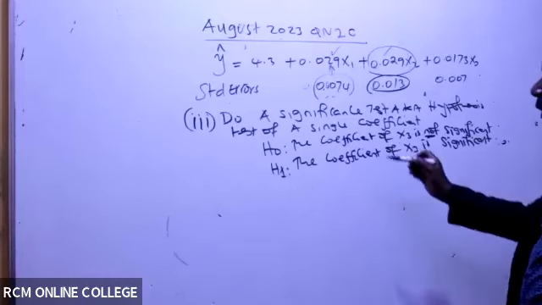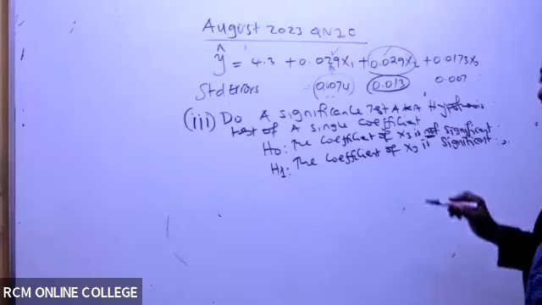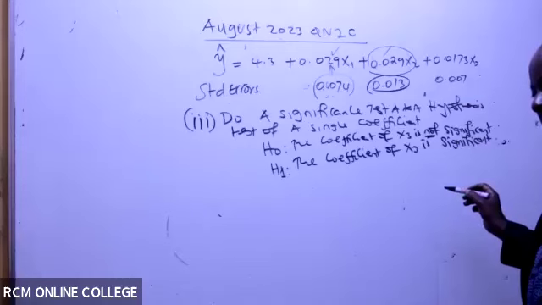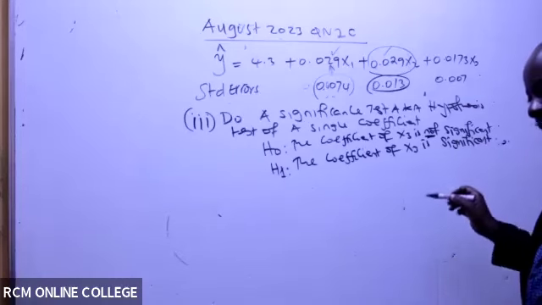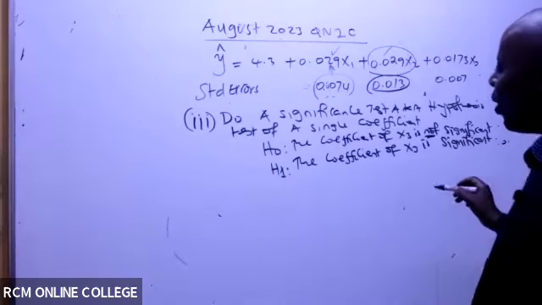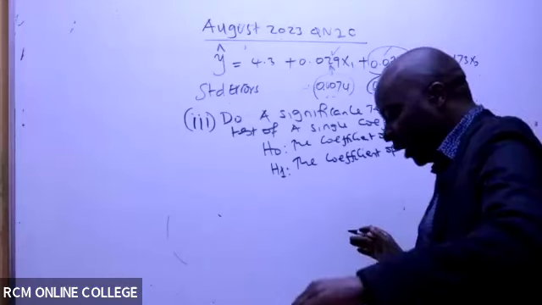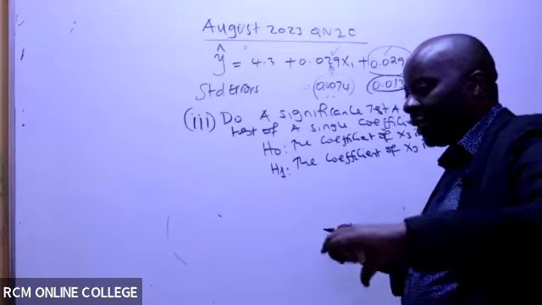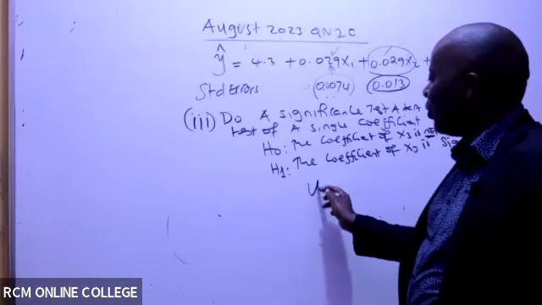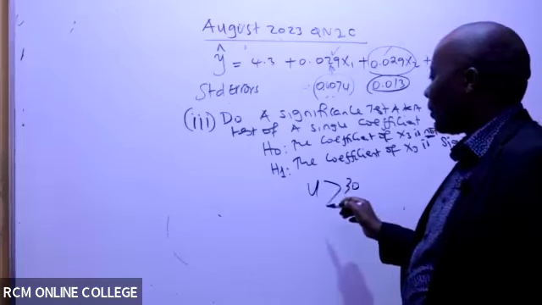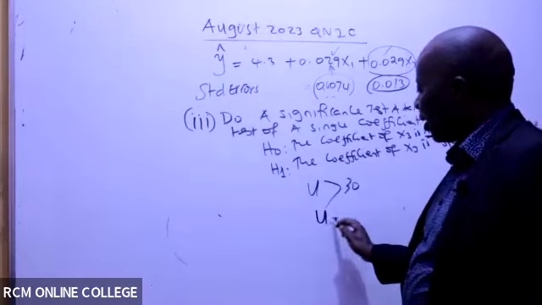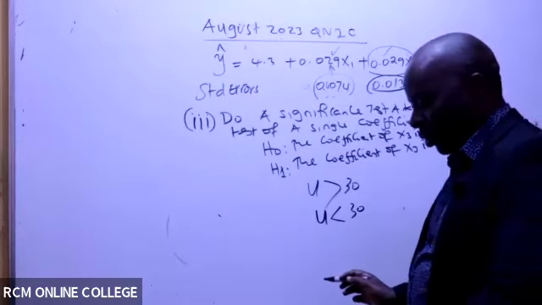Now, when I write my hypothesis like this, will this be a two-tail test or a one-tail test? It will be two-tail. Why? When it is a one-tail test, we write for example: mu is greater than 30, where mu is the mean, which becomes one tail to the right; or mu is less than 30, one tail on the left.